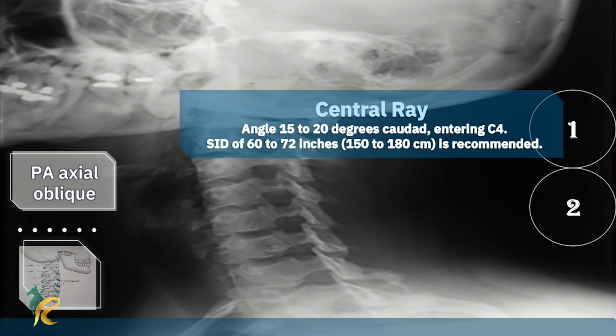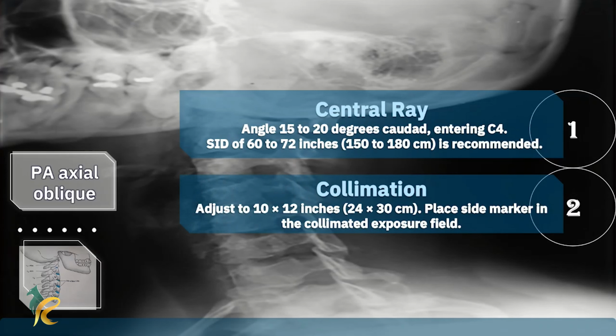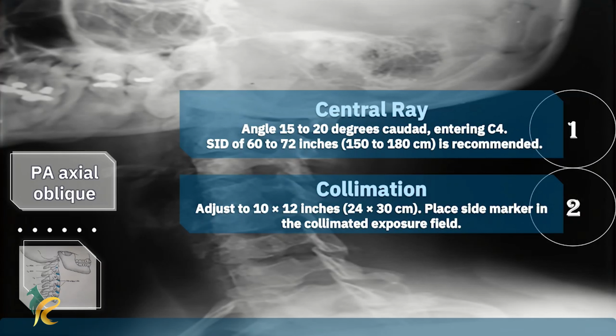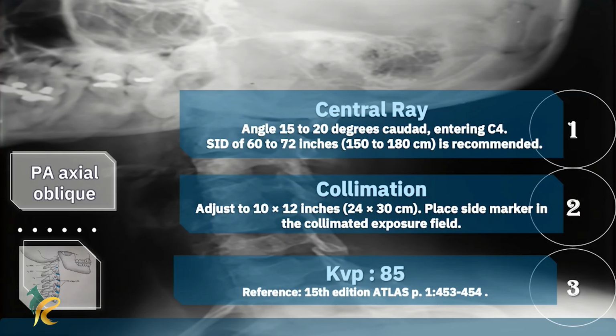Place the side marker in the collimated exposure field, and the required voltage to take this exposure is 85.